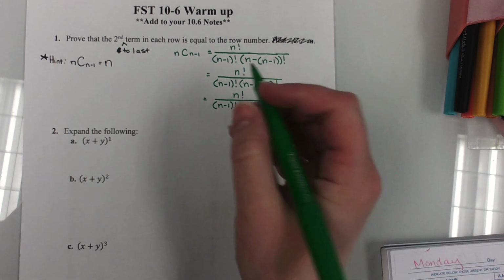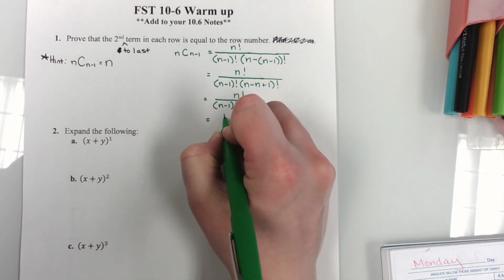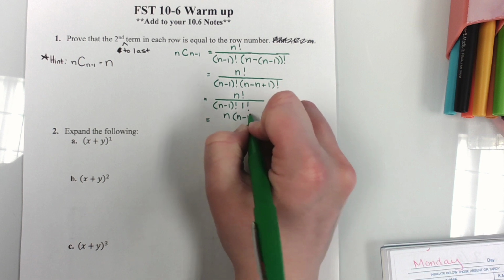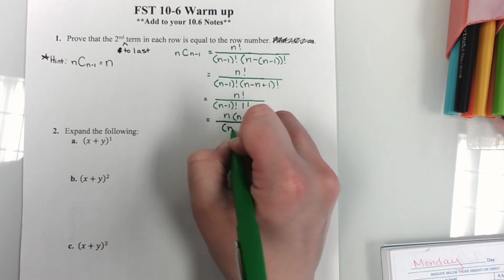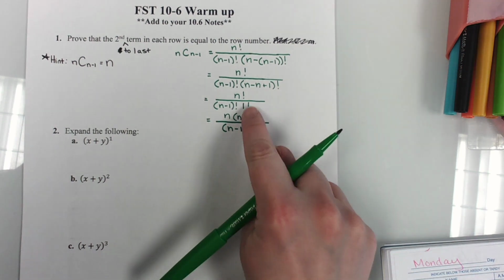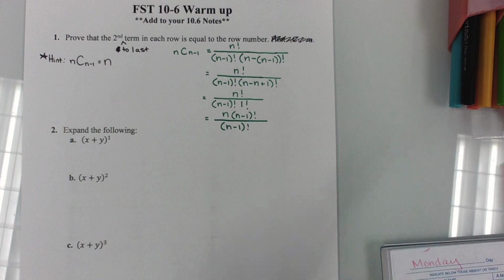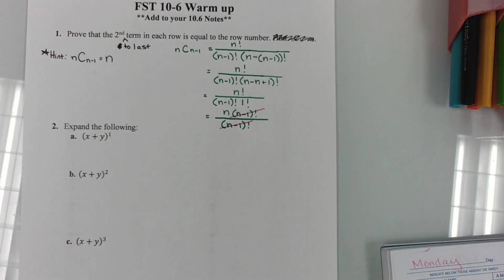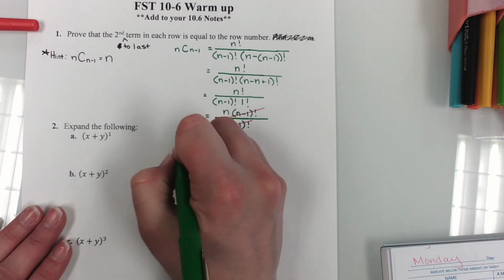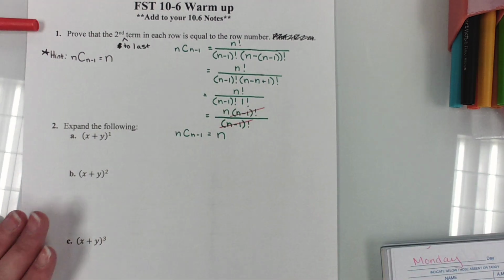So that's what we do to the numerator when we have the n and the n minus 1s. We break them apart. That's 1. It's no longer needed. The n minus 1 factorials cancel out. I'm left with n combinations of n minus 1 being equal to n.